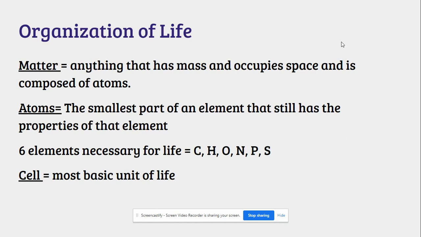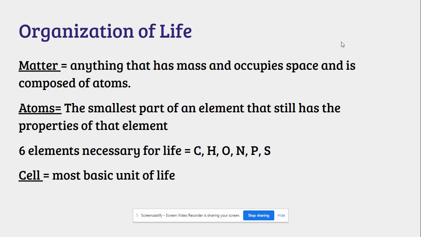So here, in the organization of life, we've discussed now that cells are the most basic unit of life, but there's actually things that are even smaller than that. And here we can see matter. This is anything that has mass, occupies space, and is comprised of atoms. And it is an atom that is the smallest part of any element that still has the properties of that element. And so atoms are usually classified as the smallest unit of matter.